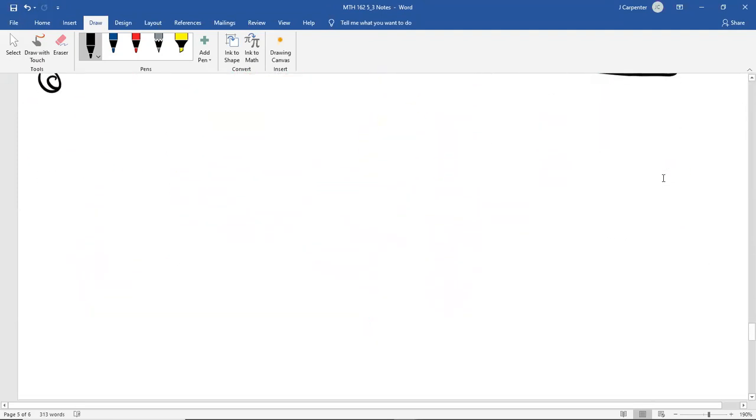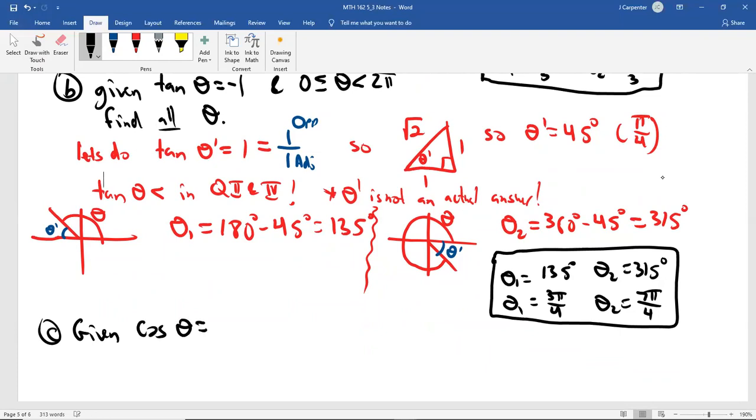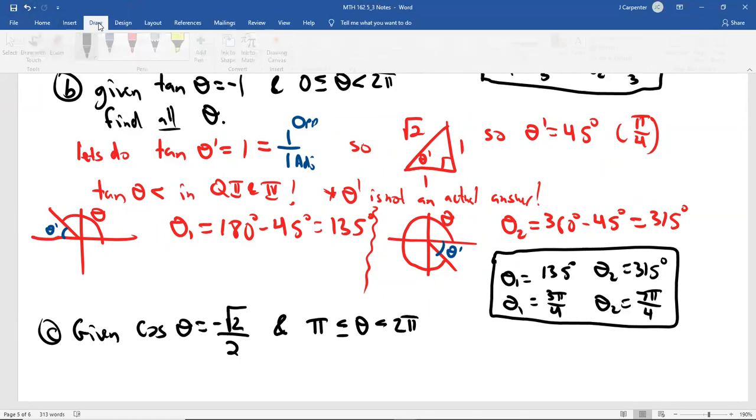C, one more. Enough room? Yes, enough room. So given that the cosine of the angle is equal to the negative square root of 2 over 2, and your angle is between pi and 2 pi, no or equals, bad habit of mine. Find all angles.